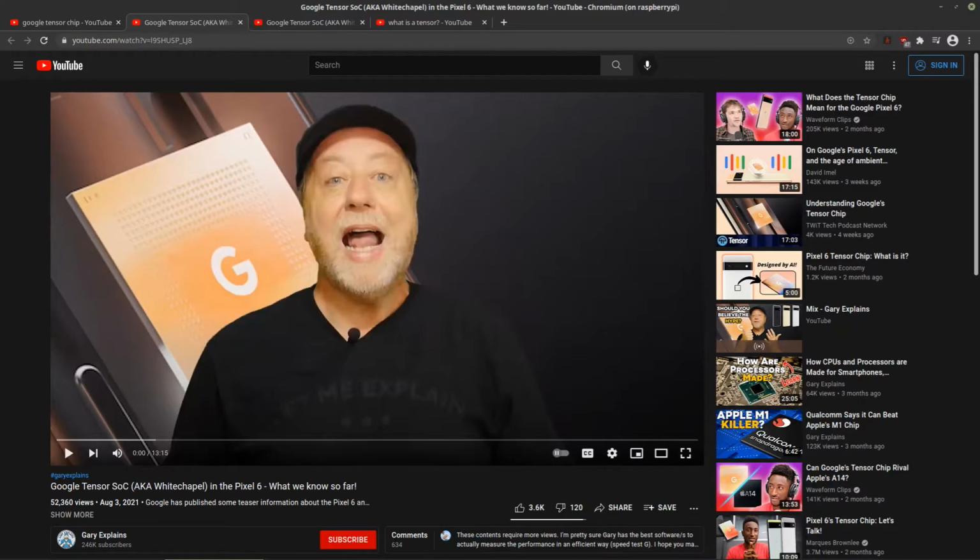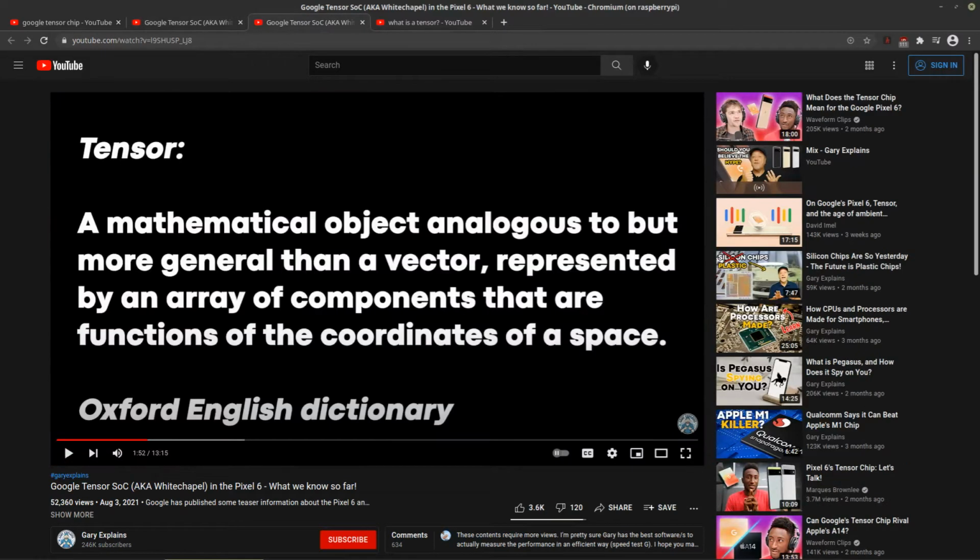One thing he mentioned was the dictionary definition of tensor: a mathematical object analogous to but more general than a vector, represented by an array of components that are functions of the coordinates of a space. When I saw this, I was like, that looks familiar. I guess tensor is an original math word, and it is what I thought it was.